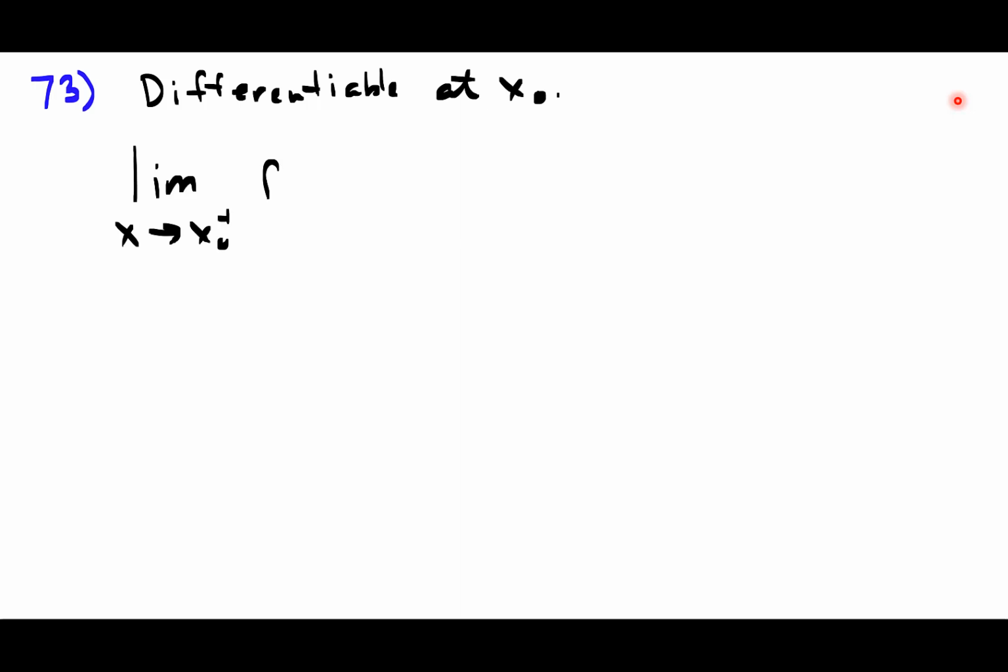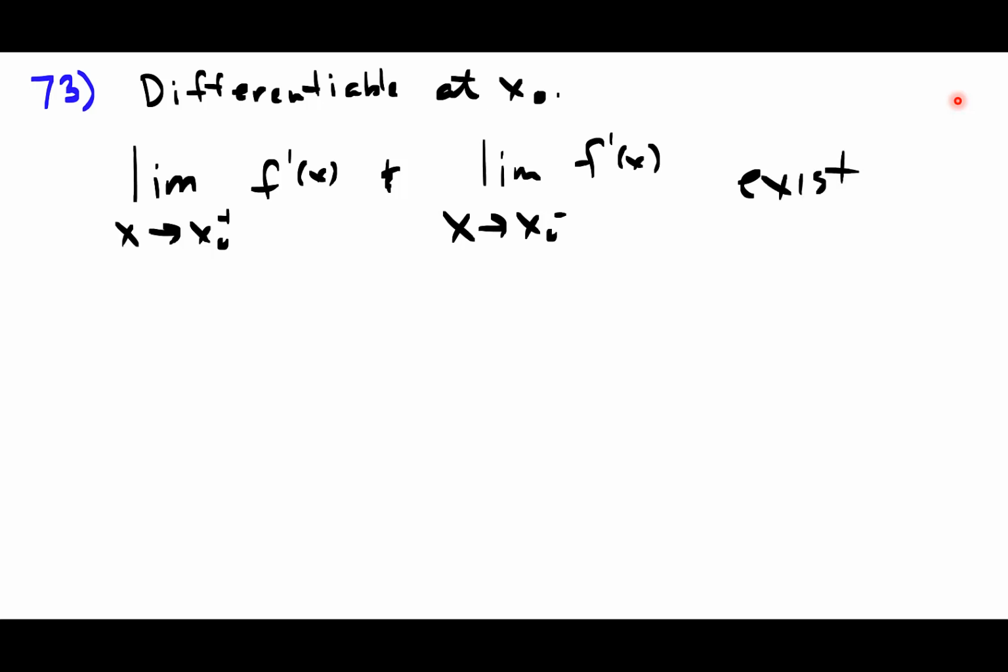The qualifications are: if you take the limit of the derivative as x goes to x naught from the right-hand side, and if you take the limit of the derivative as x goes to x naught from the left-hand side, remember this is not the function itself, this is the derivative here. It says the limits of the derivative are going to exist, so both limits exist coming from each side. Next, the limits have to equal each other as well.